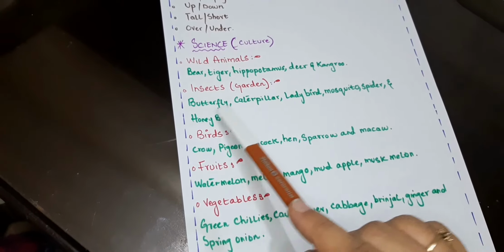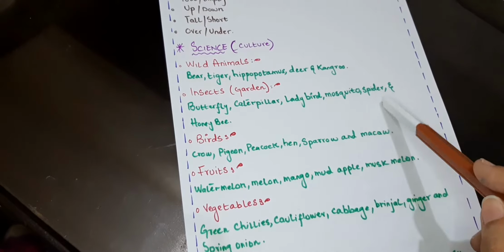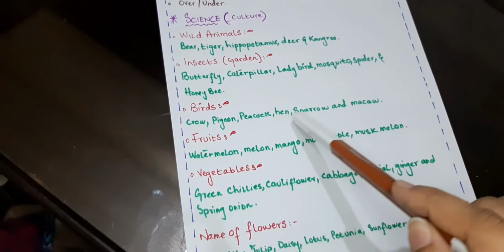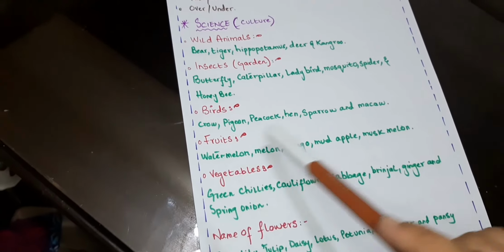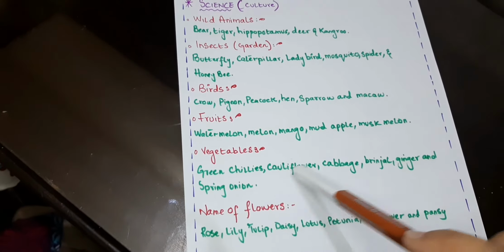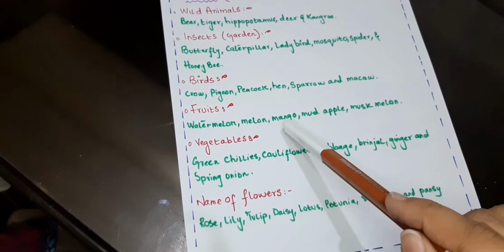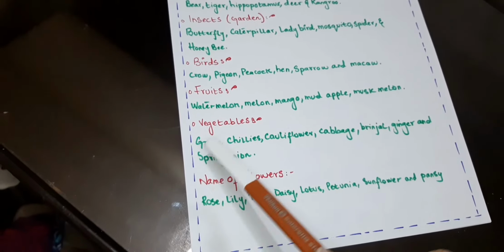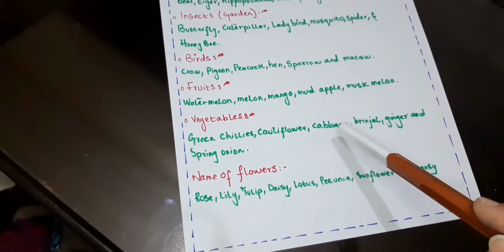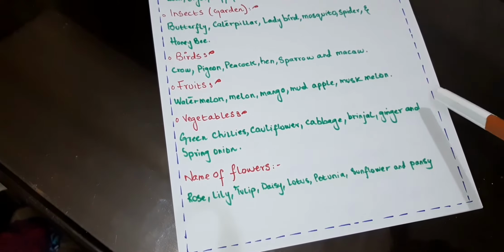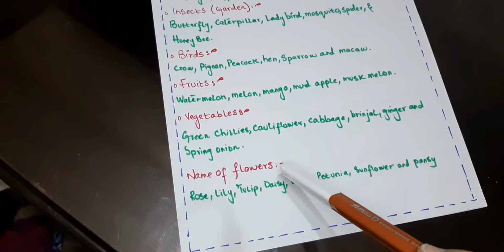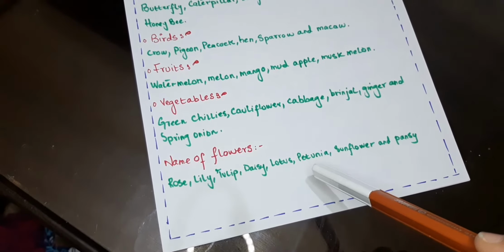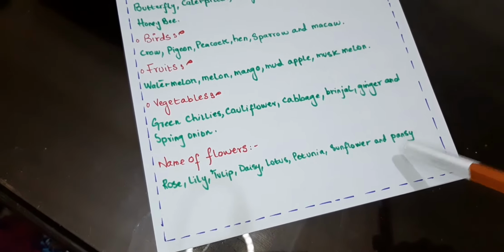For insects, butterfly, caterpillar, ladybird, mosquito, spider, and honeybee. Birds: crow, pigeon, peacock, hen, sparrow, and macaw. For fruits, watermelon, melon, mango, mud apple, muskmelon. For vegetables, green chilies, cauliflower, cabbage, brinjal, ginger, and spring onion. For the names of flowers, rose, lily, tulip, daisy, lotus, petunia, sunflower, and pansy.